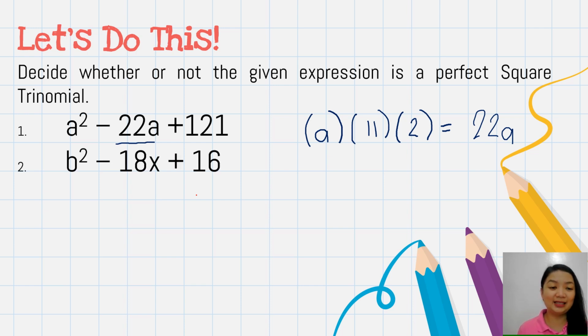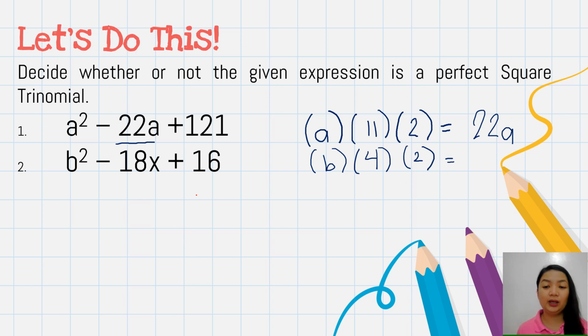How about this next example? We have b squared minus 18x plus 16. So once again, you get the square root of b squared, which is b, and the square root of 16, yes, it's 4. And then you multiply again by 2. So 4 times 2 will give us 8, and then multiply it with b, which is 8b. Is 8b the middle term written in our example? No. Written here is 18. So therefore, it is not a perfect square trinomial.